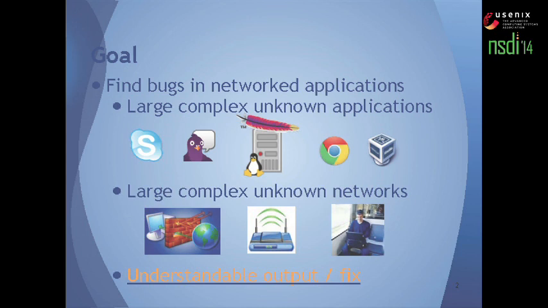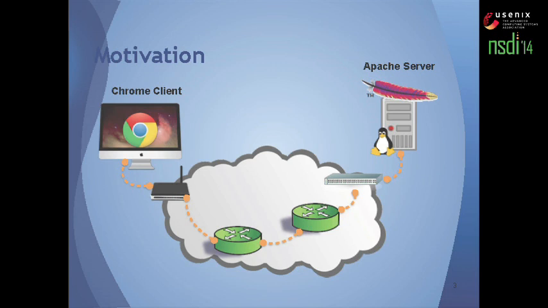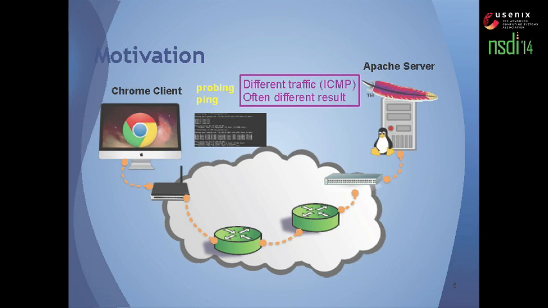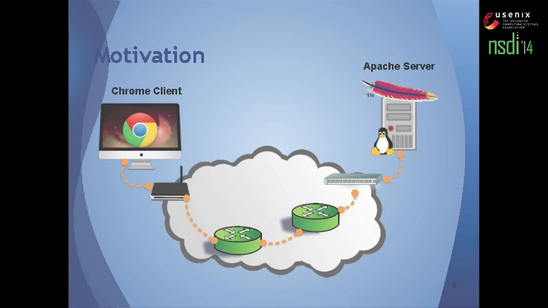So there are a bunch of different candidate solutions you can imagine. One of them is that you do probing with some tool like ping. This would be something that many of you would use to debug it. But actually, you often don't get the same result because you're sending a different type of traffic. Routers and things handle this differently. Okay, so that doesn't really work.